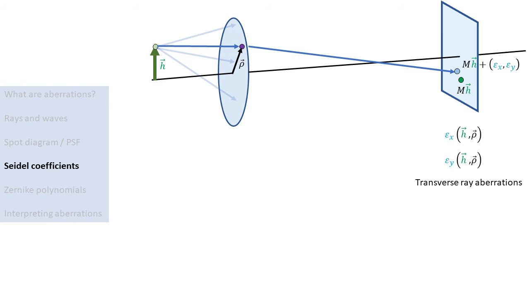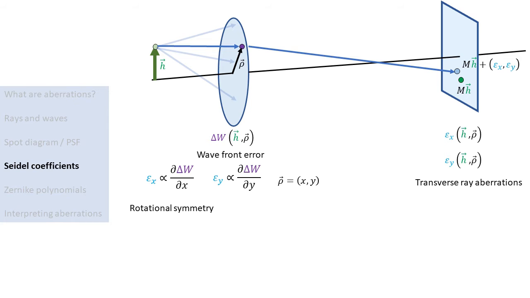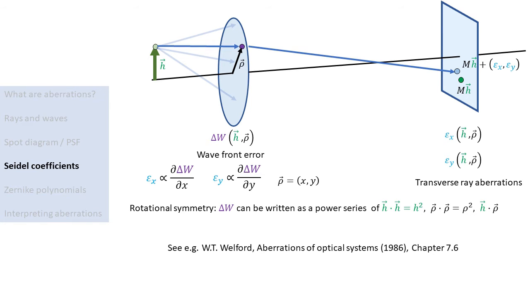We saw that these transverse ray aberrations are directly related to the wavefront error in the pupil, which therefore also depends on the location of the point source. The transverse ray aberrations are proportional to the derivative of the wavefront error with respect to the pupil coordinates. In the following, we will assume that the imaging system is rotationally symmetric. The quantities h·h, ρ·ρ, and h·ρ are rotationally invariant. Therefore, for a rotationally symmetric imaging system, we can express the wavefront error as a power series of these quantities.